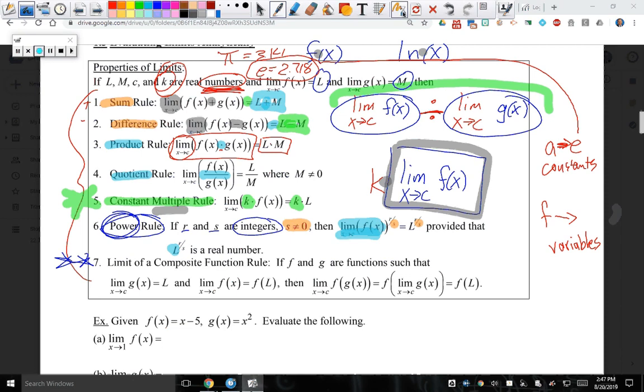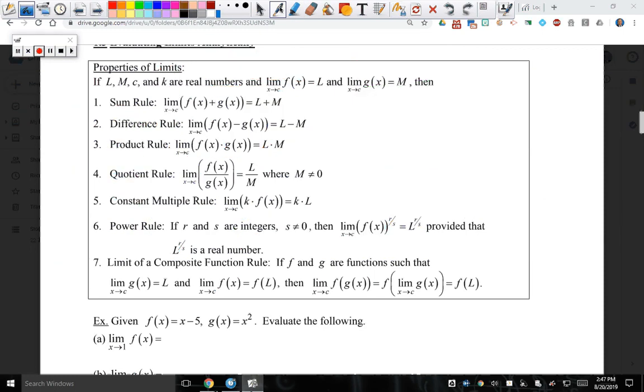Now, let me give you an example of what this looks like. I think it's easier to show. We get L from this limit. But then we get f of L from this limit. Because we're saying the limit of f of g of x as x approaches c is equivalent to bringing that inside so that you apply the limit to the g first, and then whatever you get, plug it into the function f.